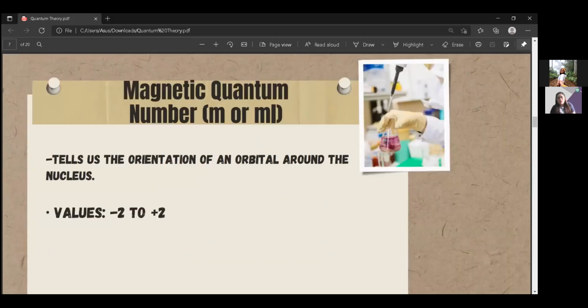Magnetic quantum number, or m or ml, tells us the orientation of an orbital around the nucleus. It has the value of -2 to +2.